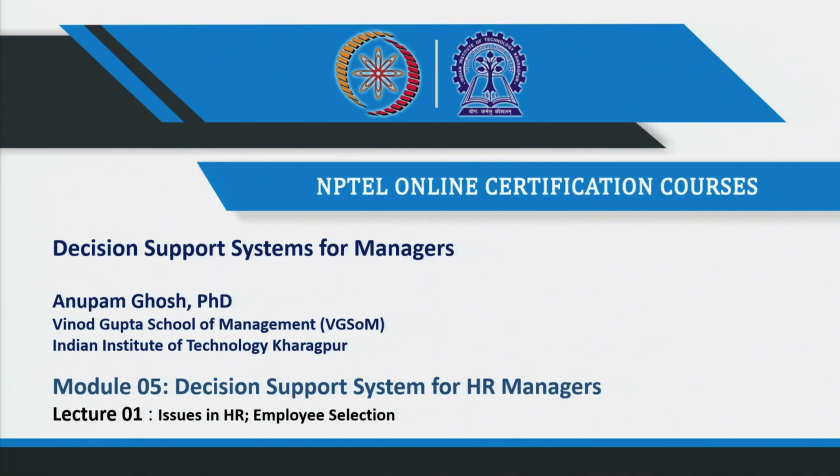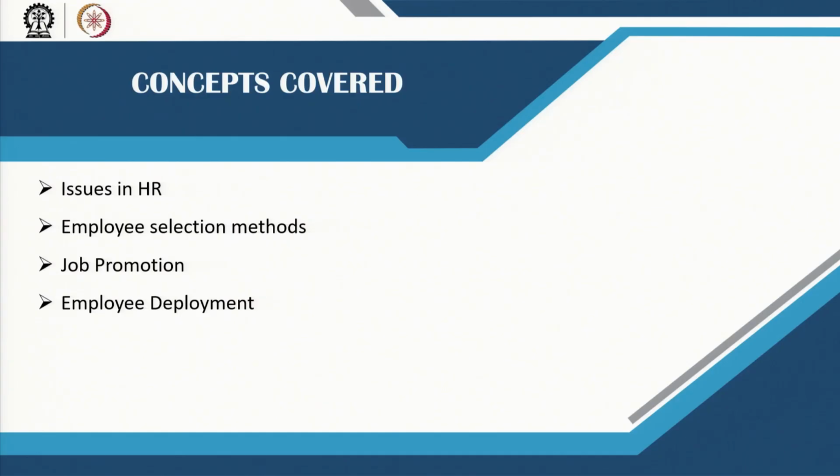We are into Module 5, Decision Support Systems for HR Managers, and today we will take you through Lecture 1, that is Issues in HR and Introduction to Employee Selection. What we plan to cover in this module is issues in HR, employee selection methods, job promotion methods and employee deployment. HR is a very critical function for any organization.